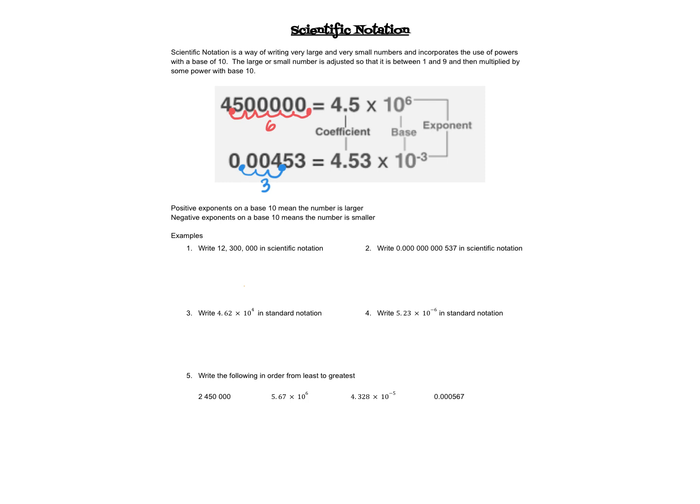So as I said, positive exponents on a base 10 means the number is larger. Negative exponents on a base 10 means the number is smaller. So example 1, write 12,300,000 in scientific notation.